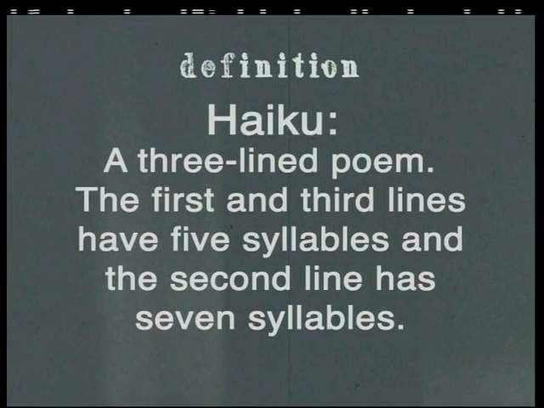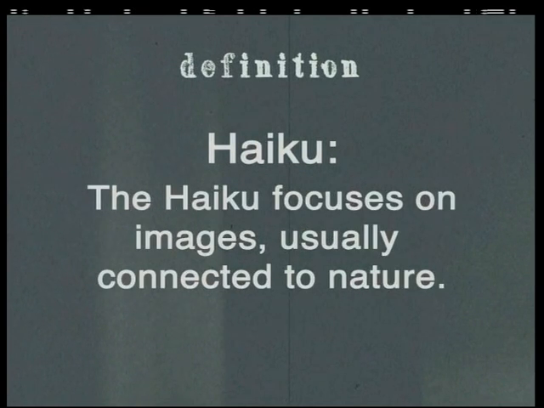A haiku is a 3-lined poem. The first and third lines have 5 syllables, and the second line has 7 syllables. The haiku focuses on images, usually connected to nature. It is interesting to note that a haiku focuses on observation, so the picture presented by the poem is extremely visual. Now let's take a look at a haiku so that you can get a better idea of this form of poetry.